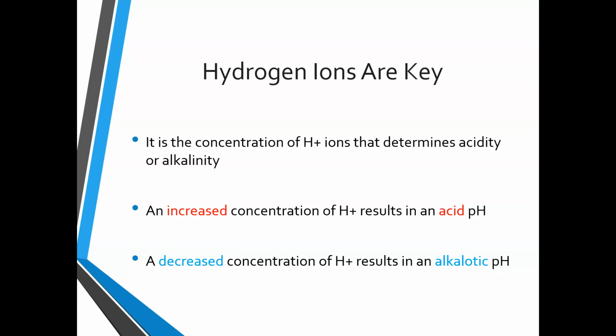Hydrogen ions are going to be key when you're dealing with acid-base balance. It comes down to the concentration of your hydrogen ions that determine the acidity or the alkalinity of the blood. So if you have an increase of those concentration, you will get an acidic pH. A decrease of those concentration in the blood, you're going to get an alkalotic pH.